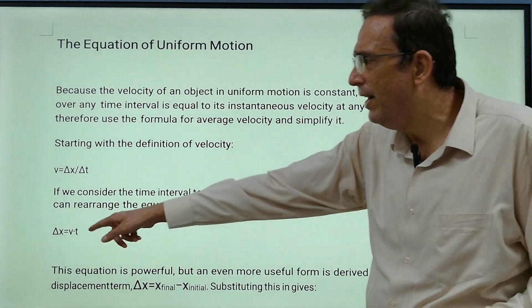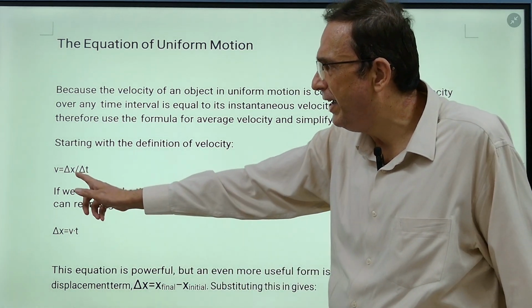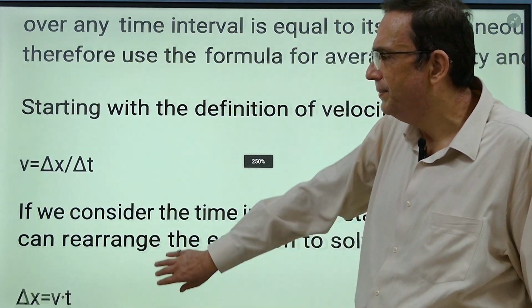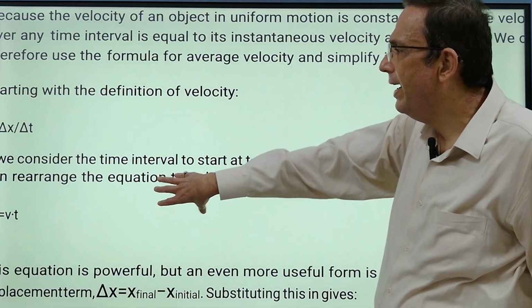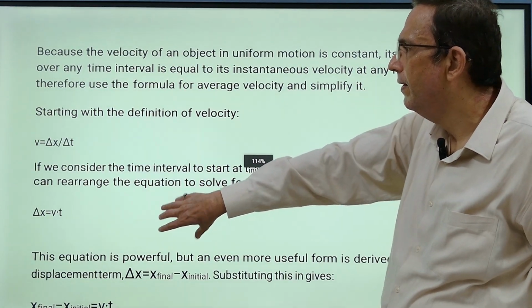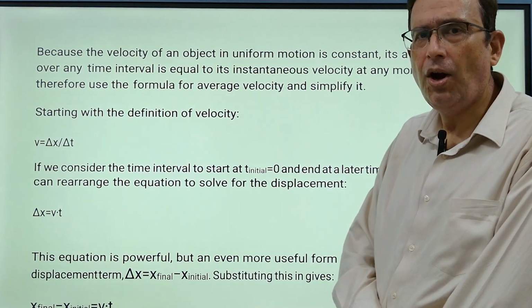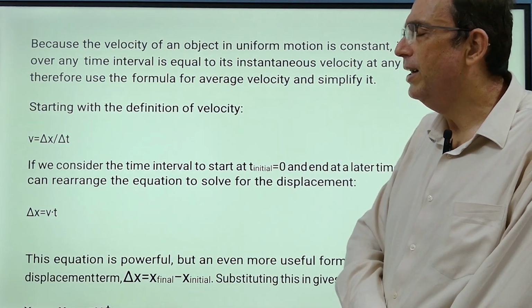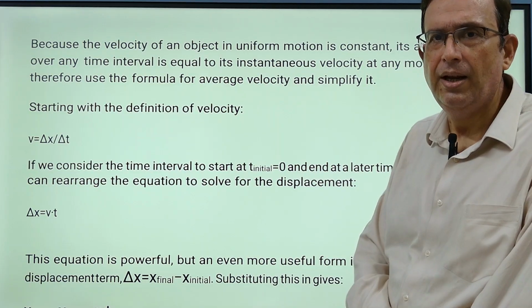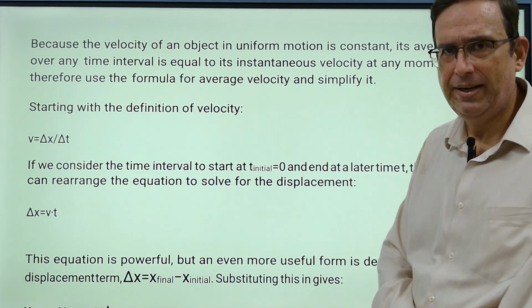In that case, we can rearrange: delta x is equal to v dot t. We can take delta t to the other side, and then delta x would be v dot t. That is velocity times the time that it has taken. That would give you the total displacement.